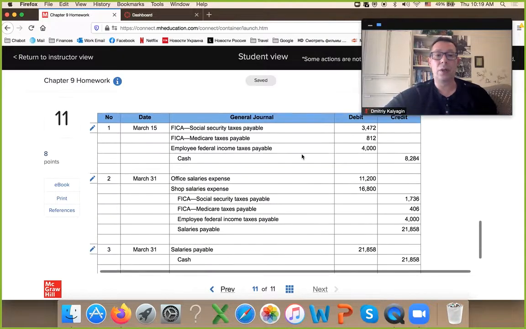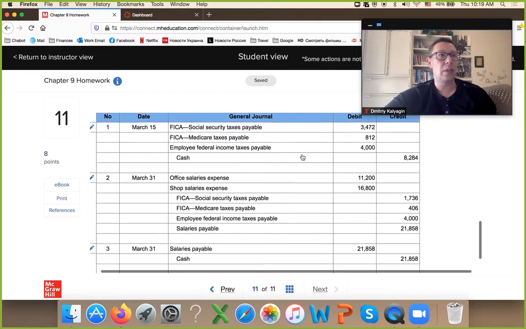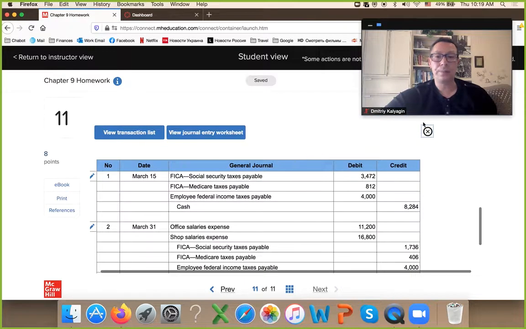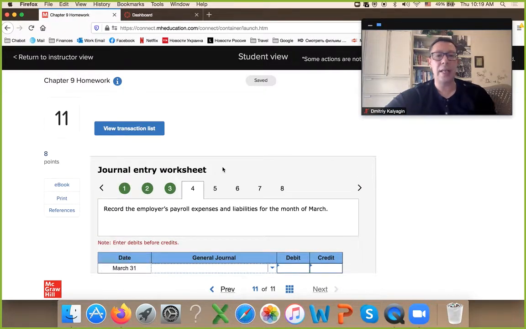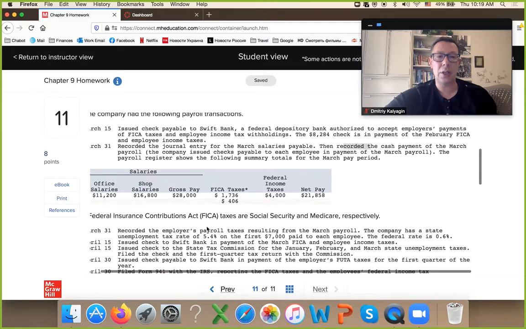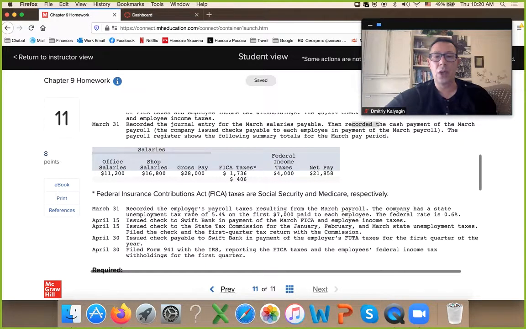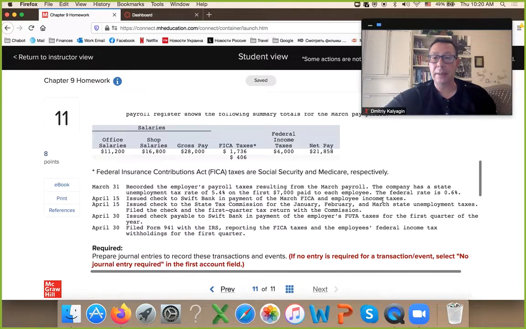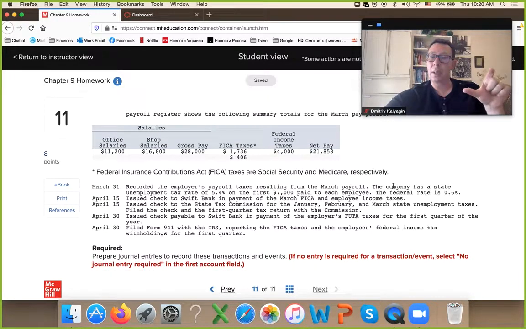So we recorded so far these 3 transactions. Let's move on. Let's go to the next March 31st transaction. And now they want us to record the employer's payroll taxes, the employer portion. And we did it in class. So first was employee, now employer. And the company has the state unemployment rate is given and federal unemployment rate is given.